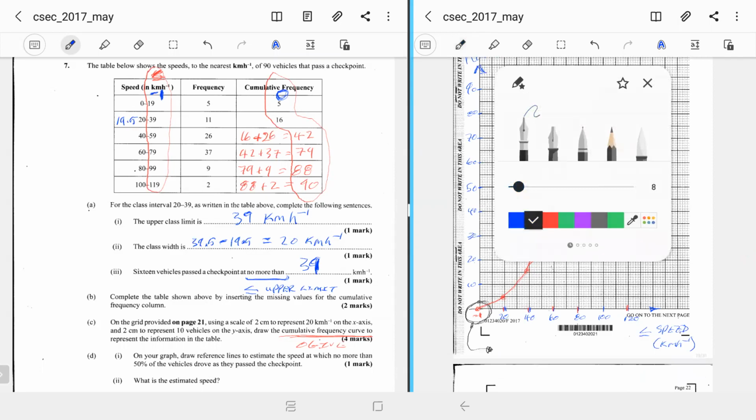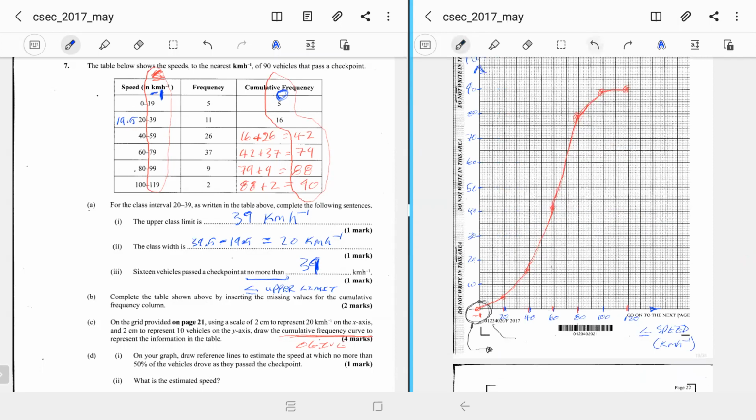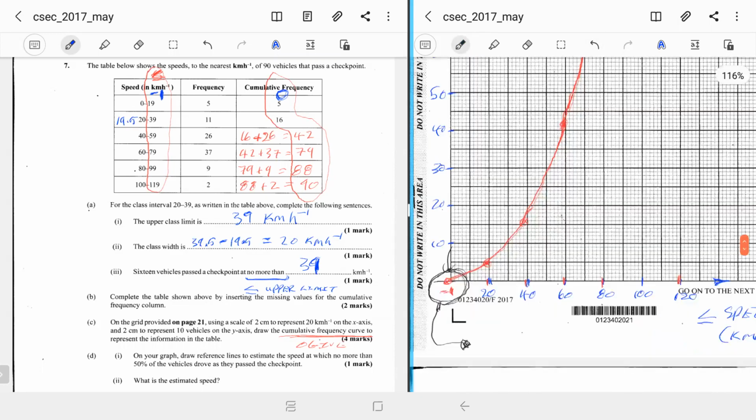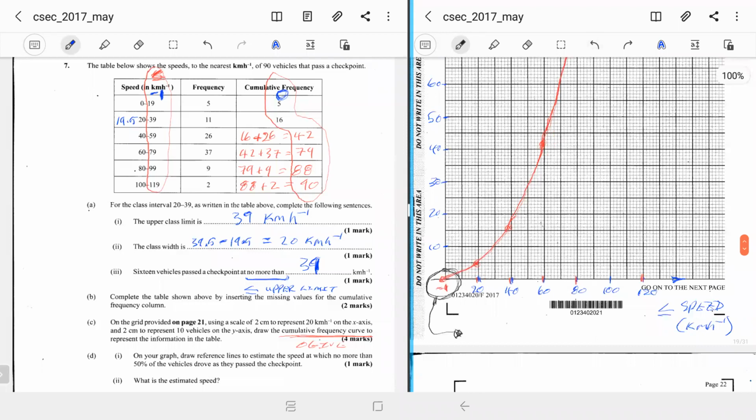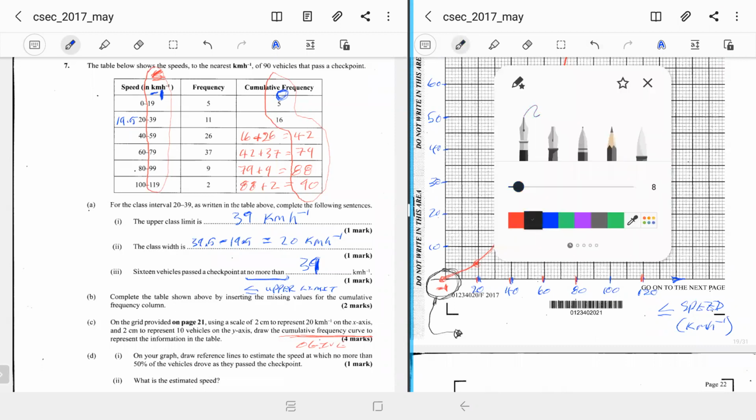Can anybody interpret this point for me? How many cars are at this point on the x-axis? How many cars are there on this point? How many vehicles? Negative 1, sir. Yes, negative 1. So I'm asking you, how many cars are at that point? Sir, 0, sir. Good. And what is the speed at that point? Sir, 0. What is the speed at this point right there? Where I circled? What is the speed? Negative 1, sir.